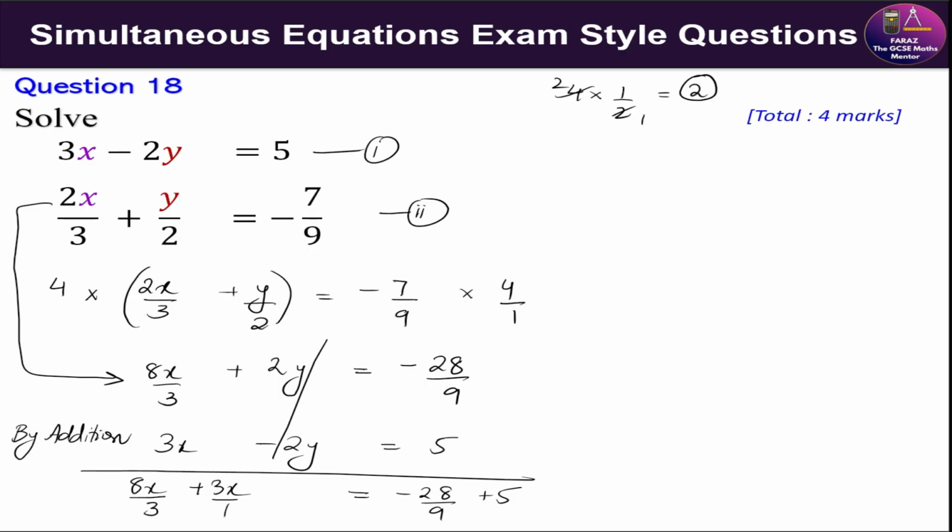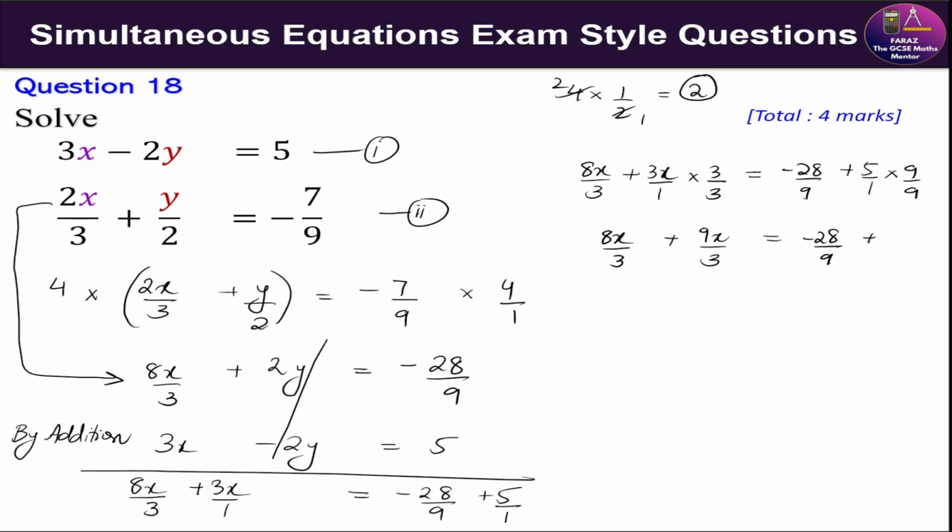Now to solve these fractions, there is a one in the denominator of 3x and a one in the denominator of 5. Alright, let's continue here. 8x over 3 plus 3x over 1, and if you want to make the denominator the same, you have to multiply this one by 3 over 3, equals minus 28 over 9. As 9 is the denominator here, we have to multiply 5 over 1 by 9 over 9 to make the denominator the same. So on the left hand side, it is 8x over 3 plus 3x times 3 is 9x, 1 times 3 is 3, minus 28 over 9 plus 5 into 9 is 45, 1 into 9 is 9.